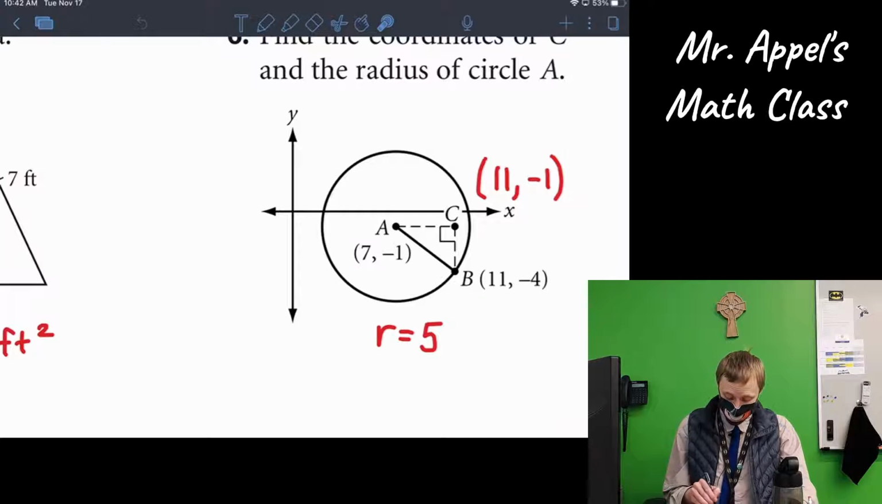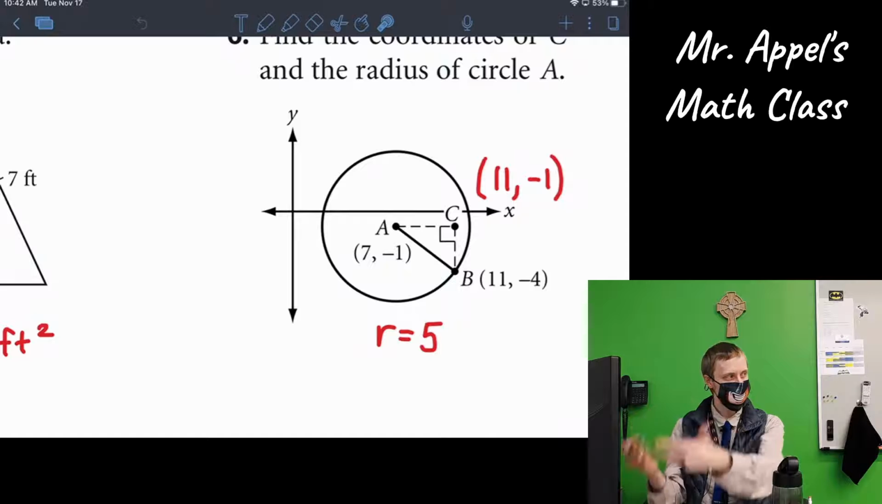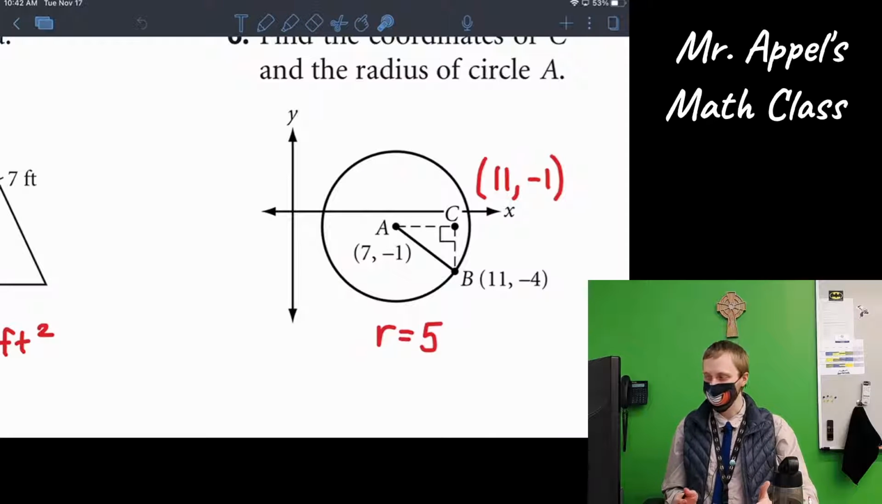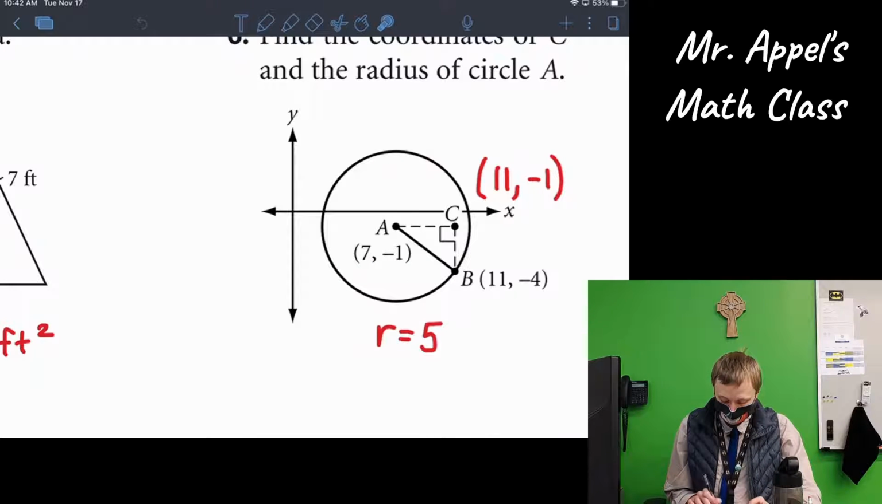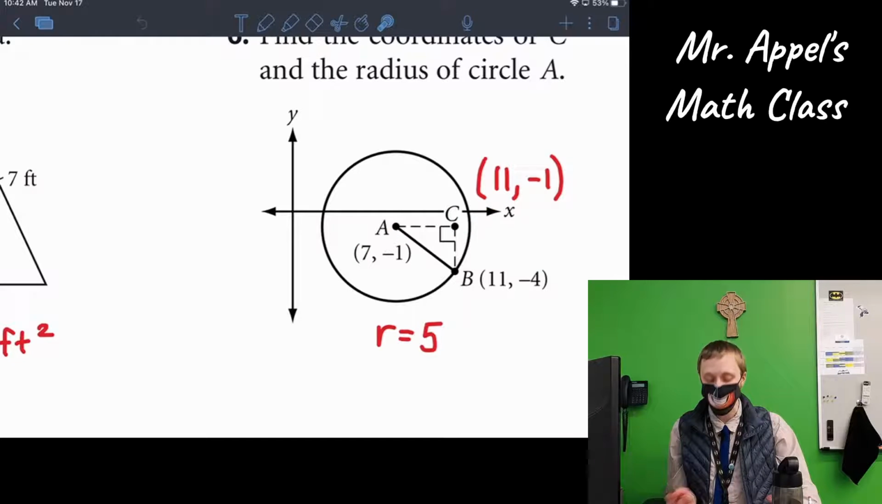And now I need to find the radius of the circle, which is from A to B right there, which is the hypotenuse of this triangle. Fancy that. This is actually going to be a perfect example of what we'll do on our worksheet today. Because I'm going to take these coordinates and use them to determine the length of the legs of my triangle. A has an x-coordinate of 7, C has an x-coordinate of 11. So from 7 to 11 is how much? That's right, 4.